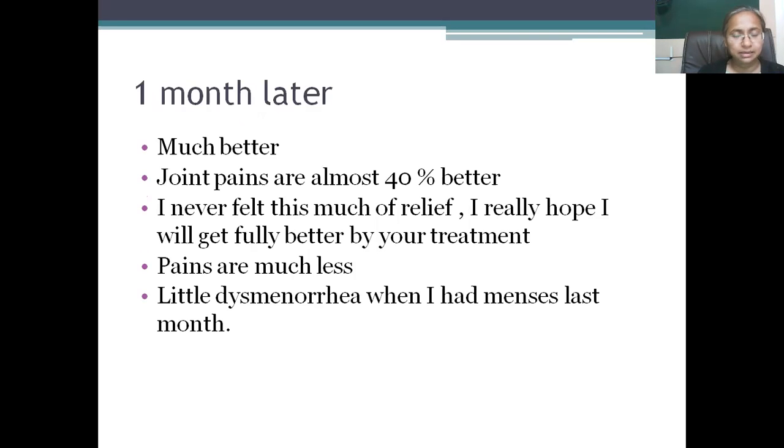One month later, when I met her, almost 1.5 months after the first prescription, she was much better. Joint pains were almost 40% better. She said, I never felt this much relief. So even 40% was so much for her, because she had very bad joint pains. She says, I really hope I will get fully better by your treatments. Pains are much less, little dysmenorrhea she had, and nothing else at all.